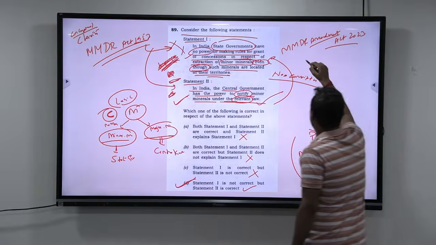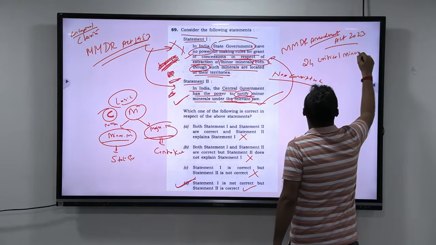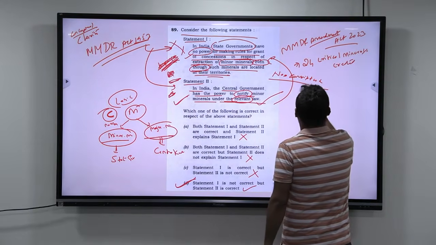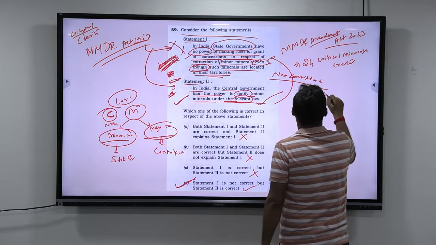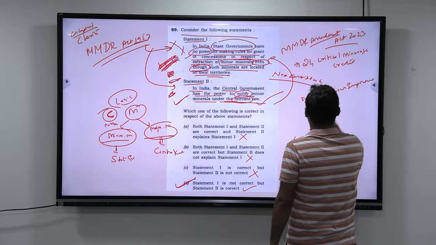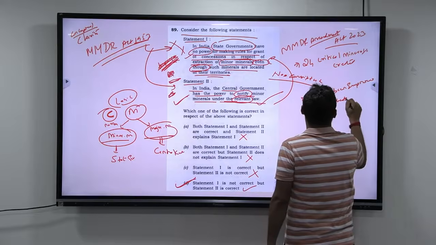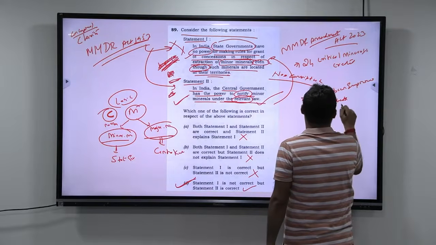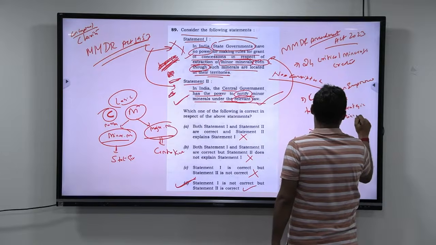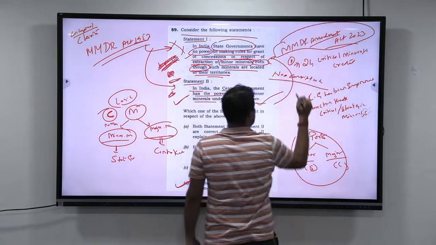Just to tell you, 24 critical minerals are created. Second, the central government is empowered to auction these critical or strategic minerals. That is one. I'm talking about this. This is the first one. This is the second one.